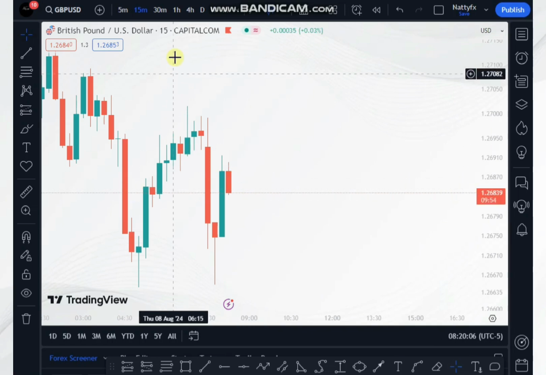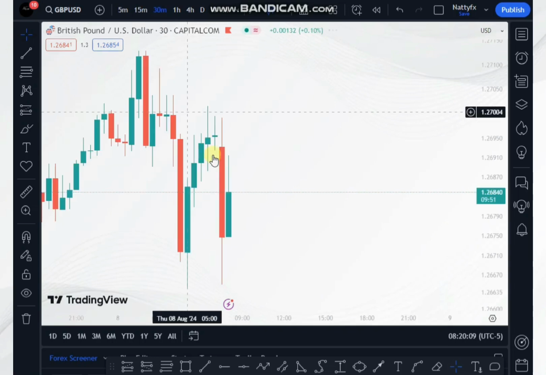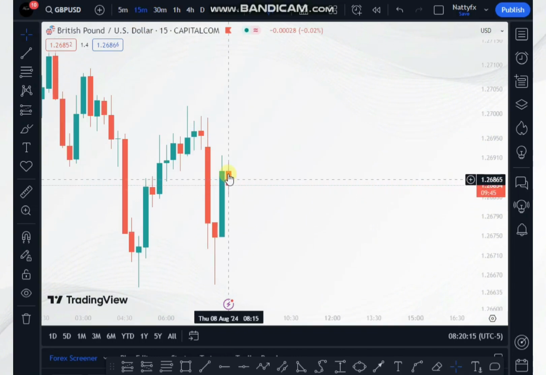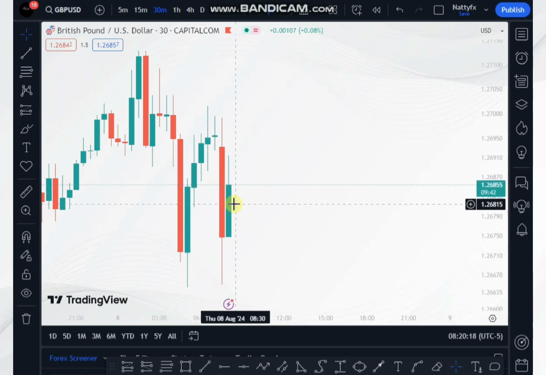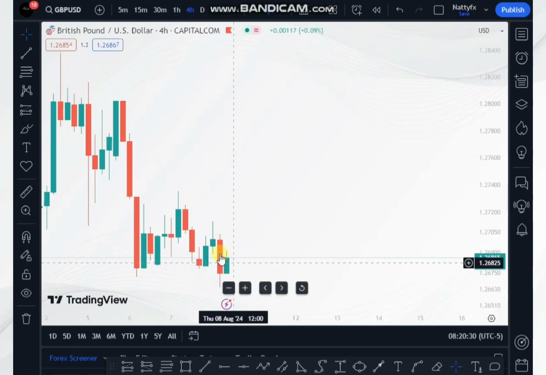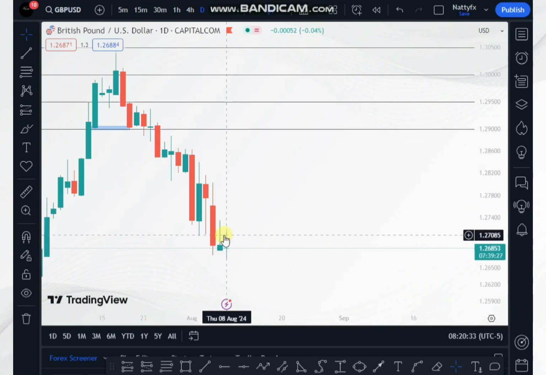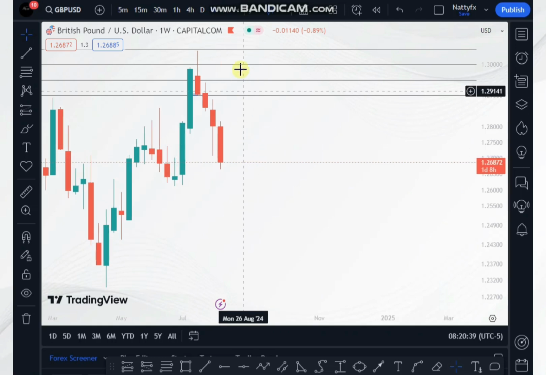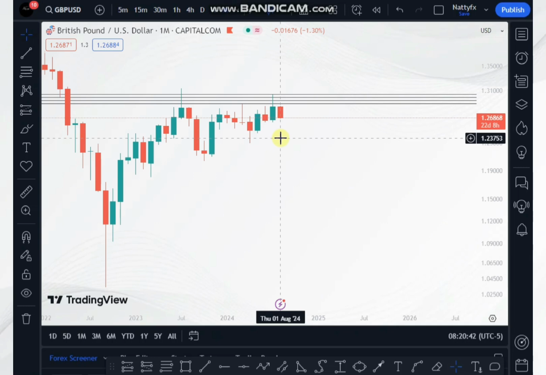So each candle represents the time frame it is on. For the 30 minutes, each candle represents 30 minutes. You can see the candle on the 15 minutes time frame is different from the one on the 30 minutes time frame. On the 1 hour, each candle represents 1 hour. Same with the 4 hours, each candle represents 4 hours. On the daily, each candle represents a day. On the weekly, each candle represents a week. Same with the monthly, each candle represents that month.